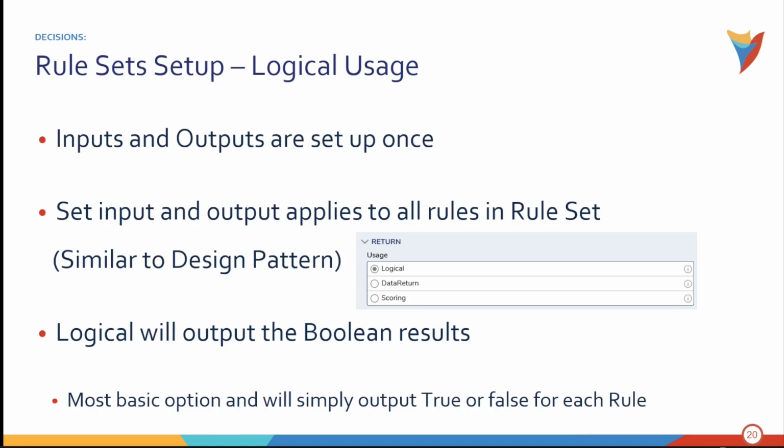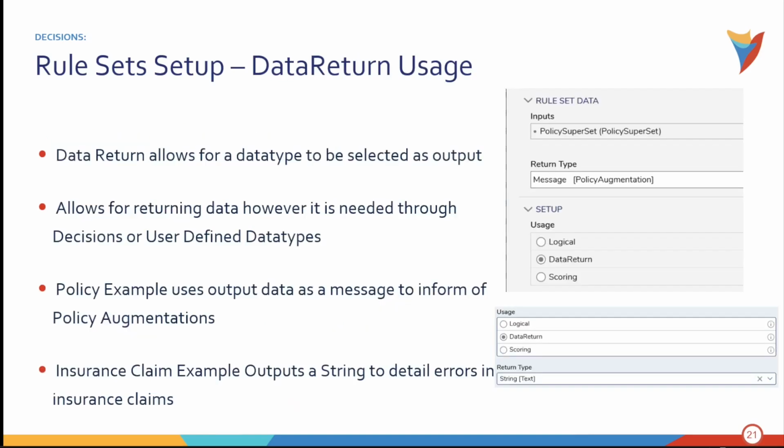First one is logical. This is simply just outputting the Boolean results, trues or falses. It's the most basic option. It may not be the most popular just because it's really simplistic, where it just outputs true or false, but it could be useful depending on the use case and what you're trying to do with your rule set.